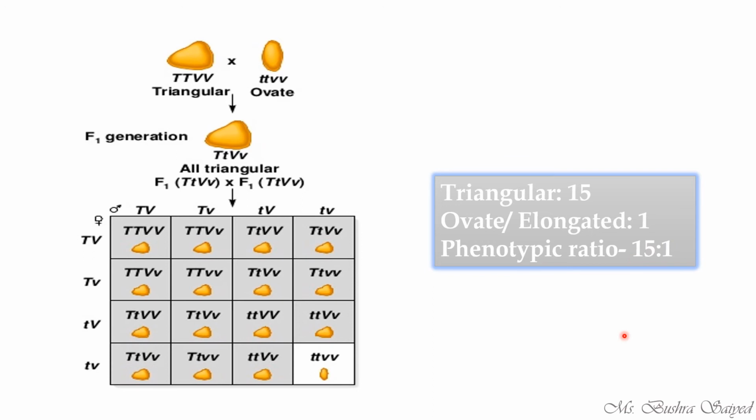Okay, which is not the same as Mendelian genetics. We know that in Mendelian genetics we used to get the phenotypic ratio as 9 is to 3 is to 3 is to 1. But since this is a concept of non-Mendelian genetics, here it gives rise to the phenotypic ratio of 15 is to 1.